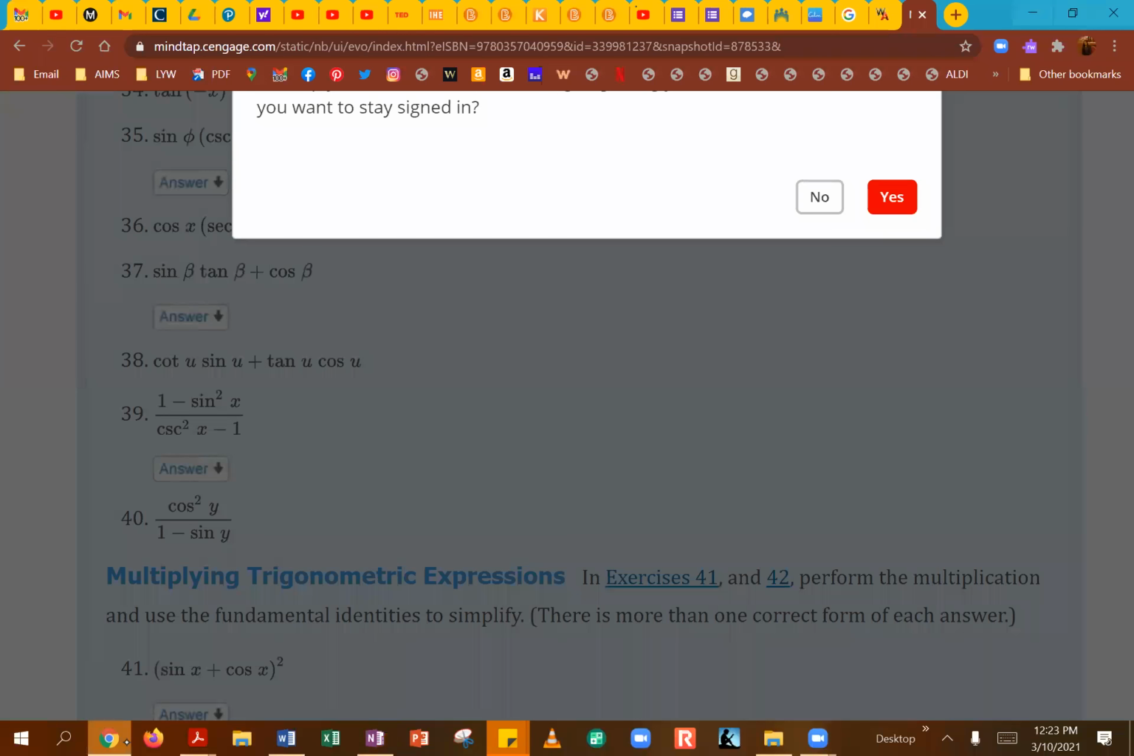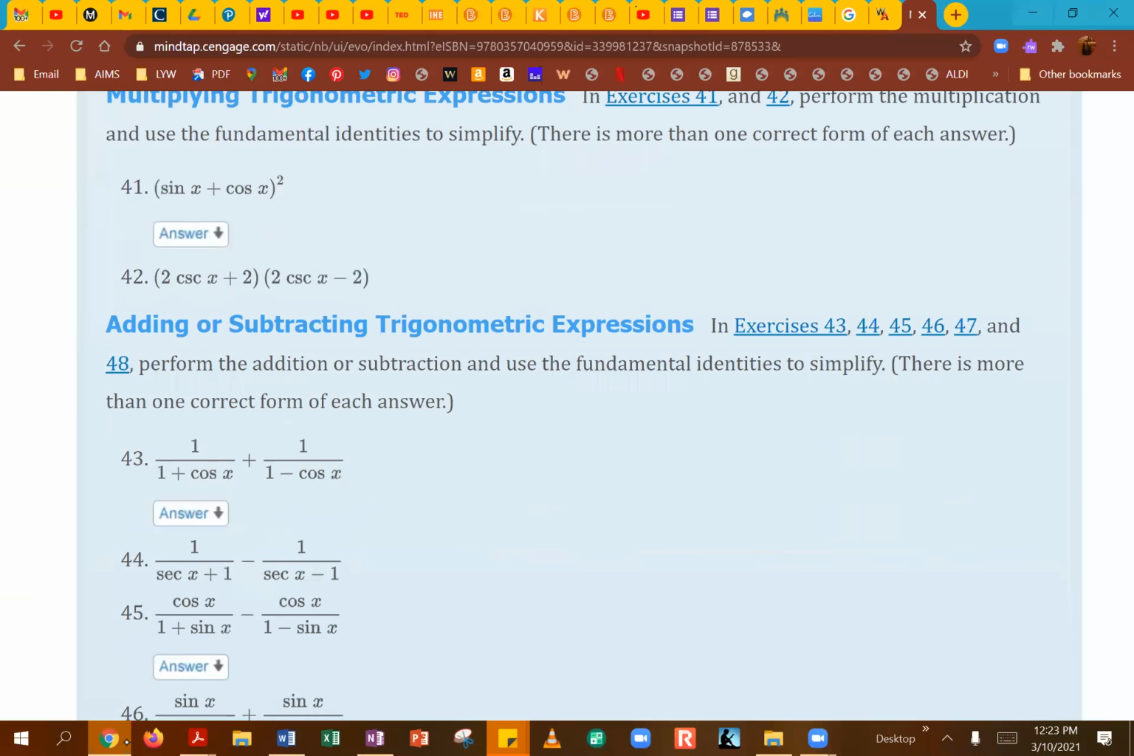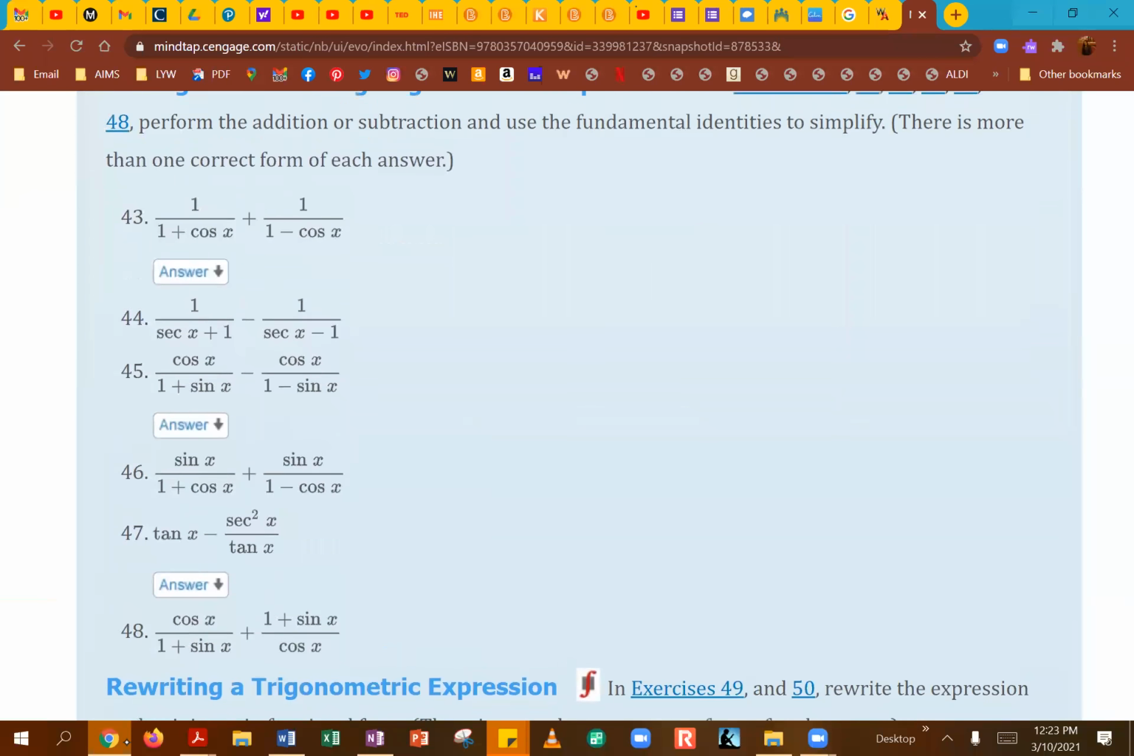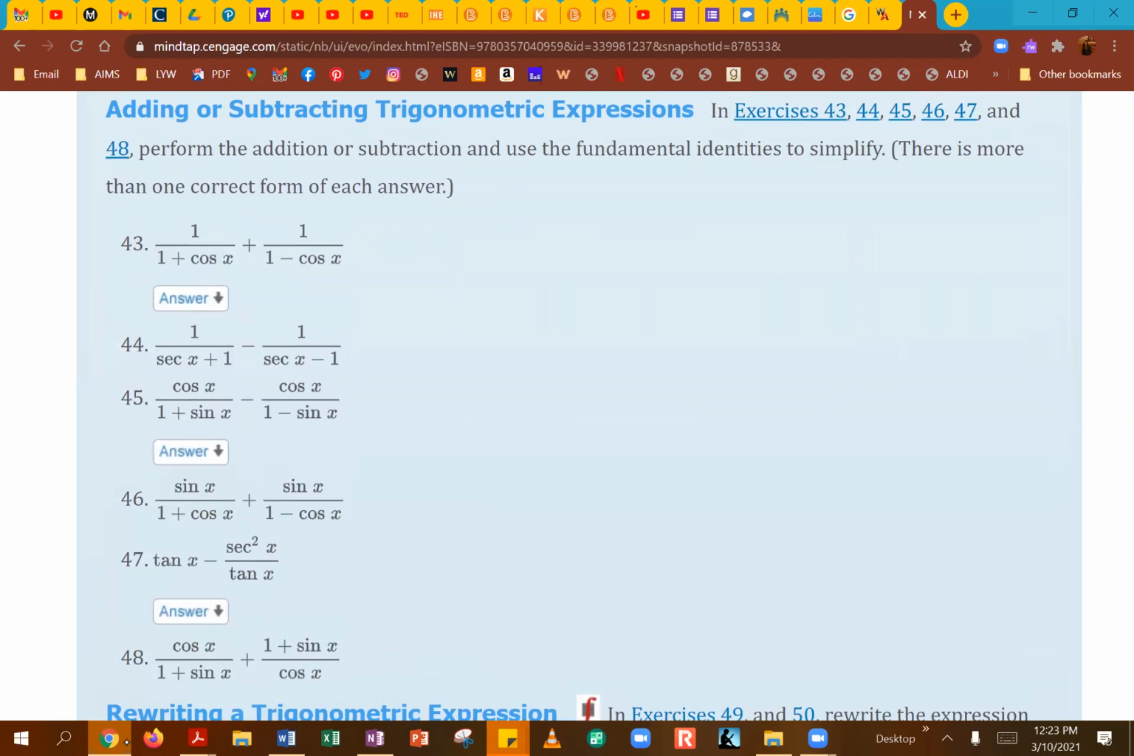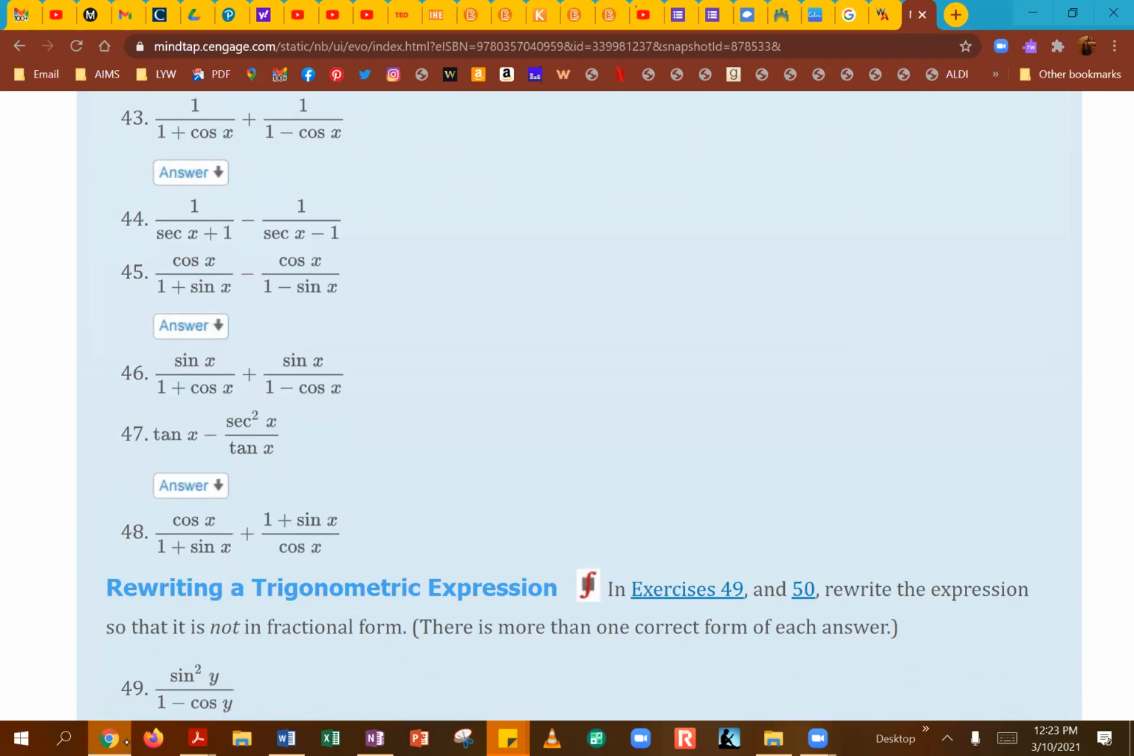And this one is actually talking about how we can perform addition or subtraction with these trigonometric expressions. So number 48 is this one over here.